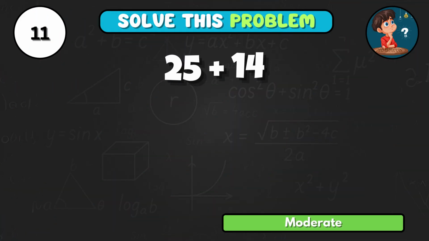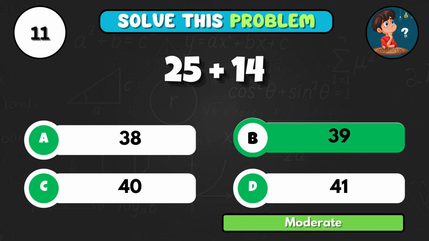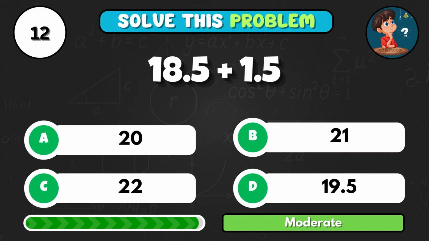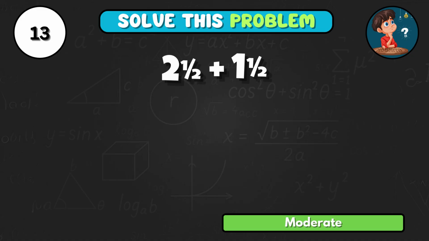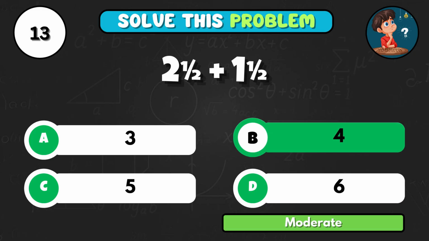The total of 25 and 14 is... Go with option B. That's 39. 18.5 added to 1.5 equals... The answer is option A. It makes 20. 2.5 joined with 1.5 comes to... Option B is correct. The result is 4.